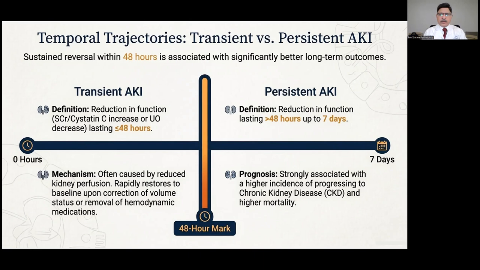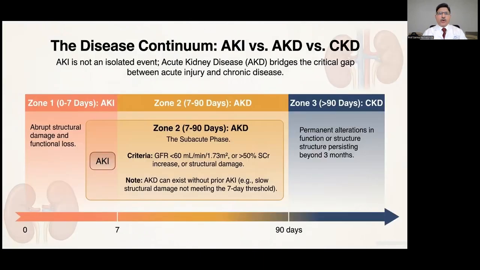That is this one. Now you see, zone 1, 0 to 7 days, it is called AKI. 7 to 90 days, renal impairment, acute kidney disease. More than 90 days, chronic kidney disease. Now what happened? The spectrum is the same. It is the duration only that is important.